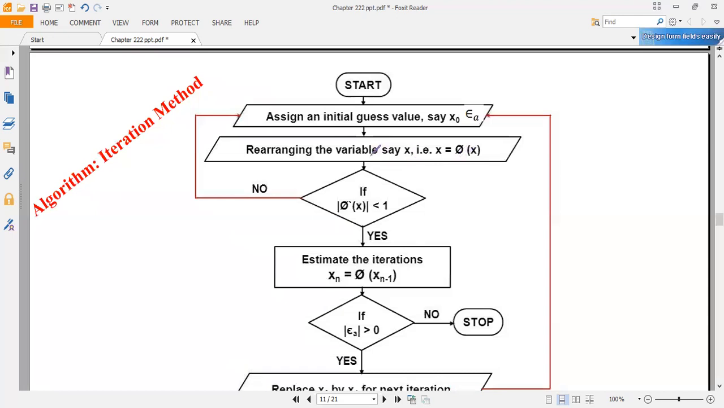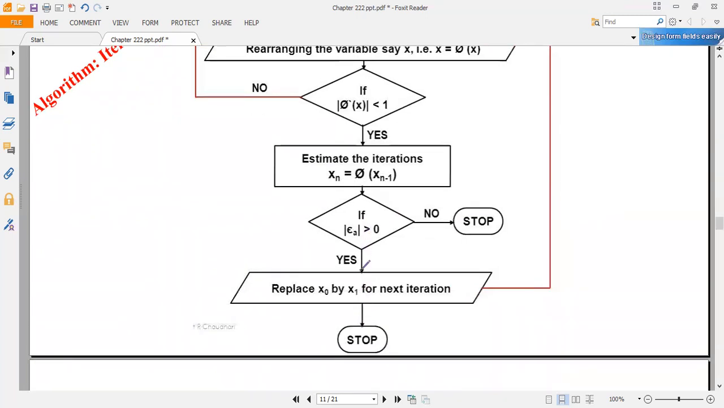If x is equal to phi of x, we check whether phi derivative at x naught is less than one. If yes, we continue to the next step. If not, we go back to the previous stage. If it is yes, we estimate using the iterative formula, xn is equal to phi of xn minus 1. Then we check whether we have reached the desired degree of accuracy. If not, replace x naught by x1, and proceed to the next iteration: replace x naught by x1 and find x2.